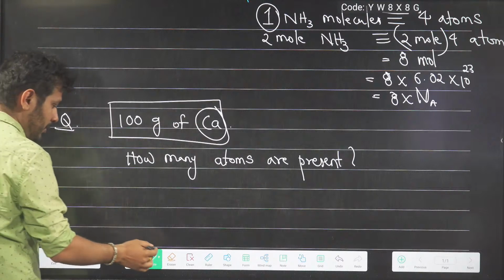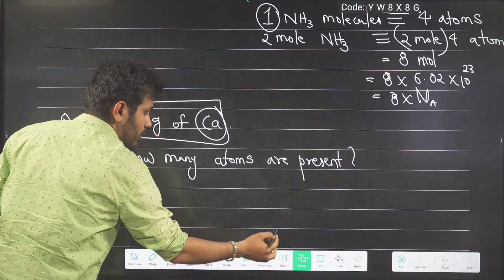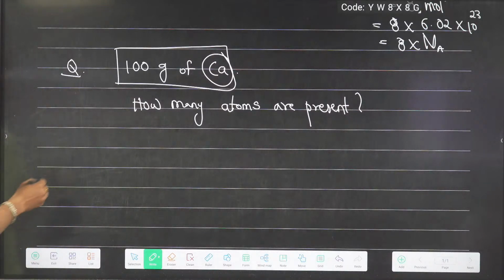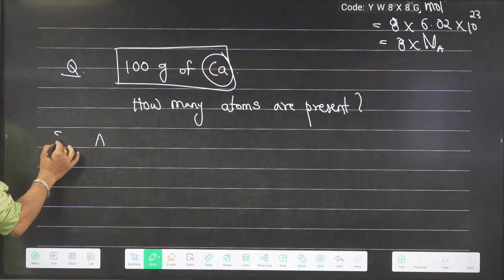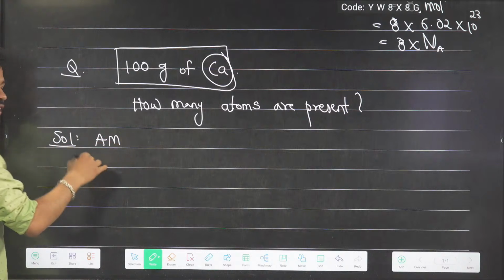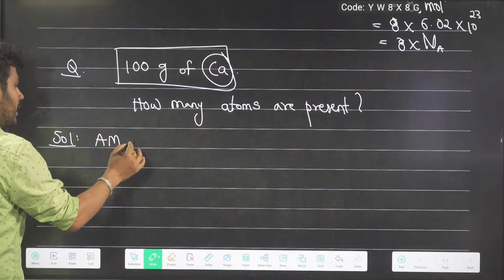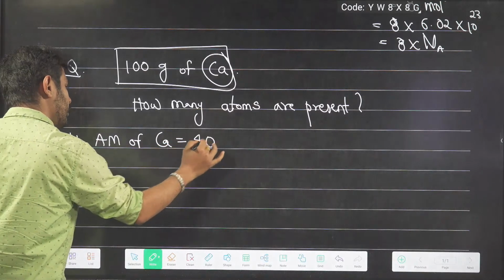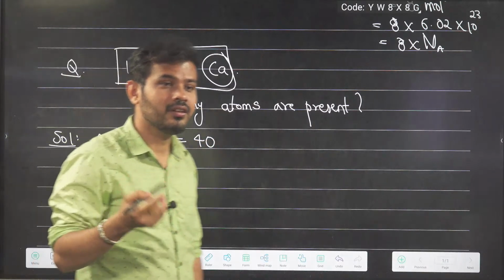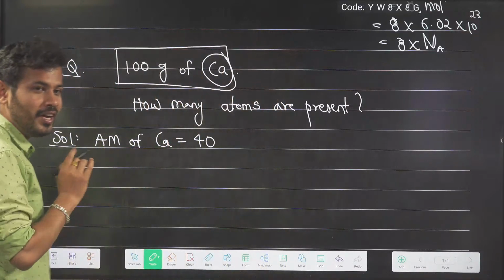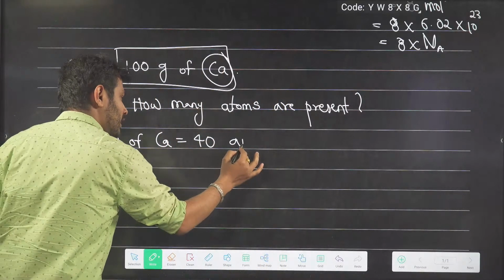Now you people tell me one thing. What is the atomic mass of calcium? Atomic mass of calcium is 40. Please tell me the unit. Don't say just 40. It is 40 AMU. Very good. Atomic mass is 40 AMU.